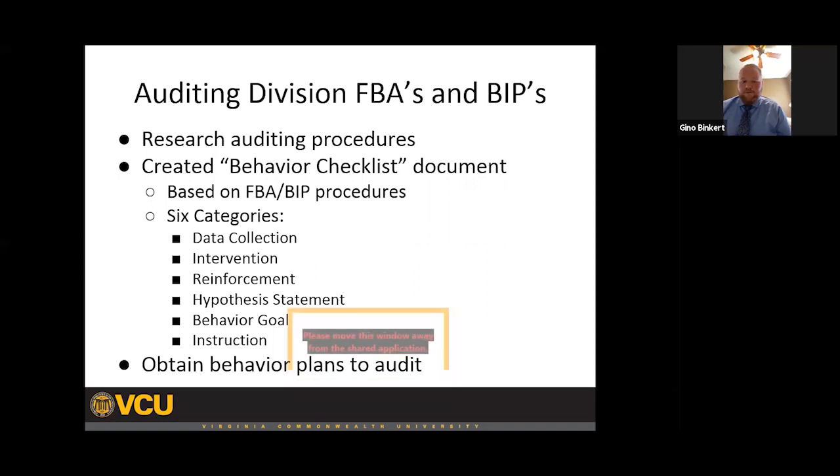So we broke down our form into 6 categories. And those categories, as you can see, were data collection, which is definitely crucial in FBA BIP. That's your breadwinner of everything. Your intervention, which is the Cadillac, I like to call it. That is your driving force behind your whole thing. Reinforcement, which I find that a lot of teachers and a lot of behavior plans miss, and we found that in Culpeper especially. Hypothesis statement, again a behavioral pillar. Behavioral goal, which is more particular to Culpeper, and instruction, which is another Culpeper-tailored goal as well.